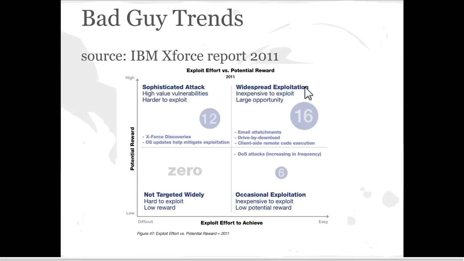I mentioned this earlier: it's useful to watch the trends of bad guys. This is from the IBM X-Force report in 2011. Essentially, things that are really hard to exploit are generally not that commonly exploited, unless there's a high value to the target. Still, the most widespread things are essentially things that are really cheap to do, don't take a whole lot of skill and understanding for the attacker to use, and there's a lot of opportunities for the attacker to use.